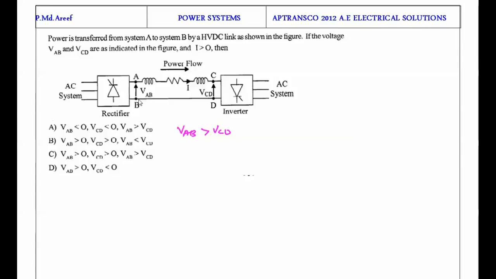And the second one is, in order for power to flow here, VAB should be greater than 0, and should not be negative. Negative means the power is flowing from load to source, which acts as an inverter operation, but the given question is a rectifier. So the power always flows in this direction. So VAB should be greater than 0, and should not be negative for rectifier operation. Similarly, VCD should be greater than 0 in order to perform inverter operation here. So the option here is C, the right answer.